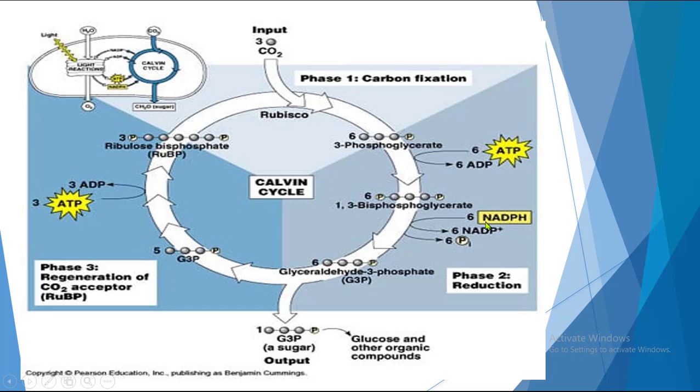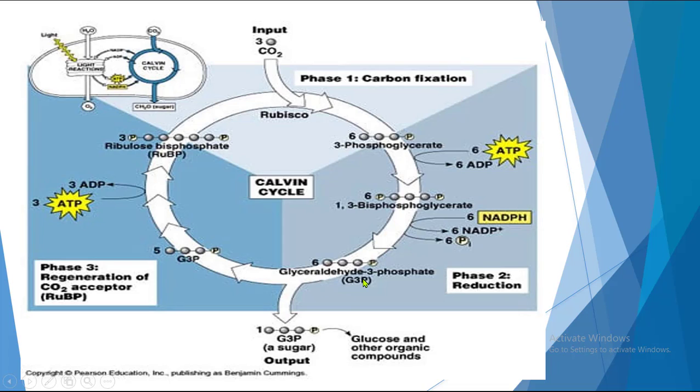They need 6 NADPH molecules. This is the reduction phase. Reduction means they gain hydrogen from NADPH and form NADP, and each of them releases a phosphate group. So together they release 6 phosphate groups. Now after this reduction, the 3 carbon containing compound is converted into a special compound which is known as glyceraldehyde 3-phosphate. So how many glyceraldehyde 3-phosphates are formed? 6 glyceraldehyde 3-phosphates are formed.